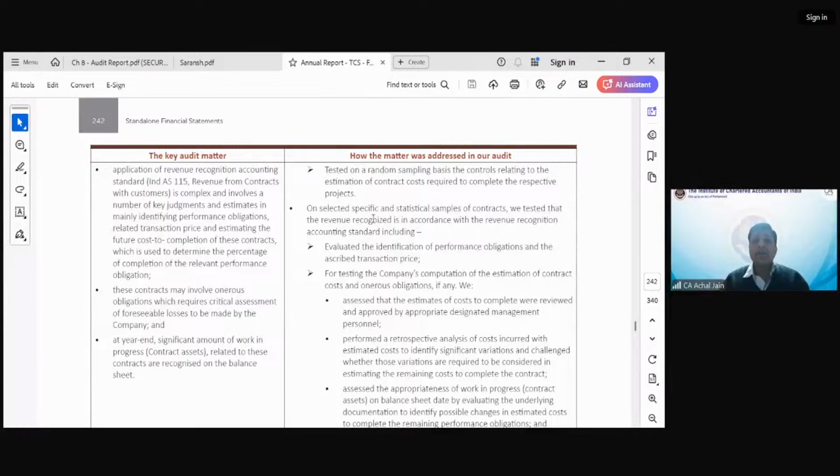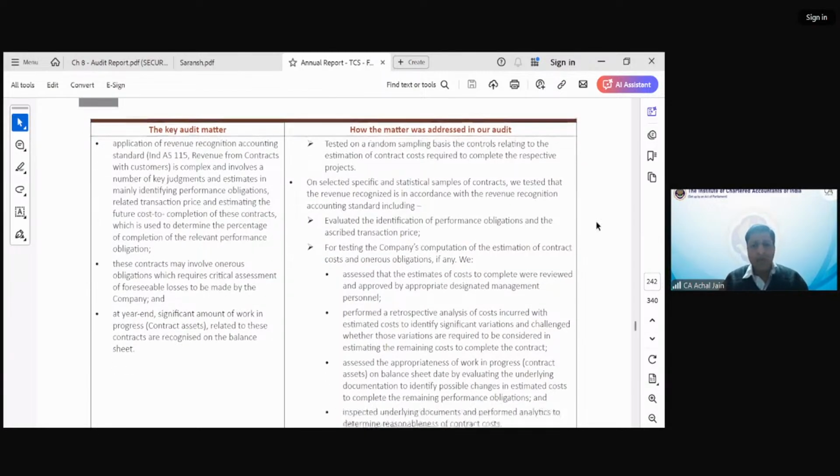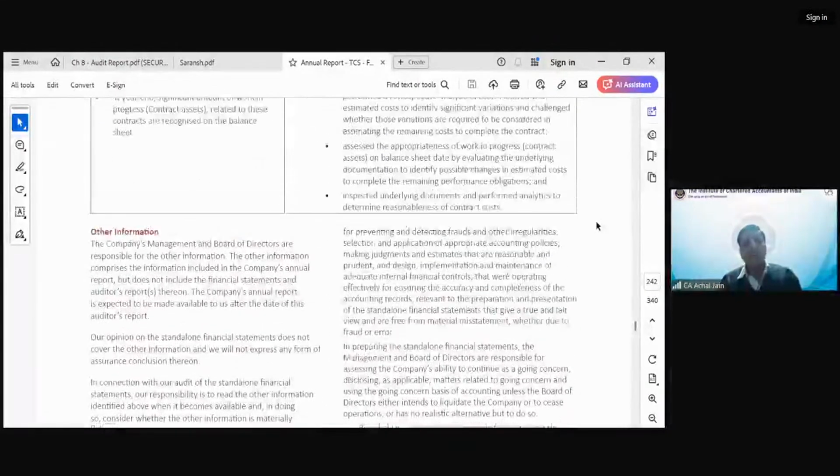We tested that revenue recognized is in accordance with the accounting standard, including evaluating the identification of performance obligations. So testing the company's computation: whatever the company computed, we tested that. So some of these procedures he's explaining. I'm not reading this in entirety; you can go and read that.